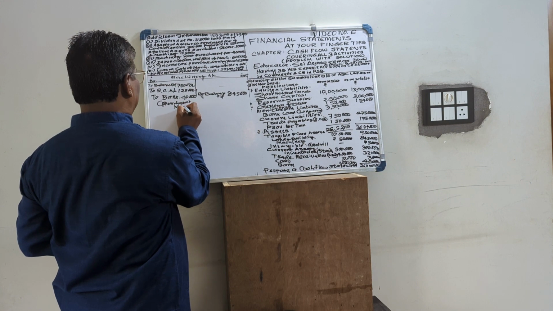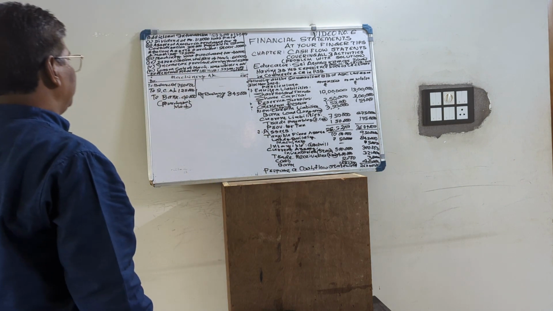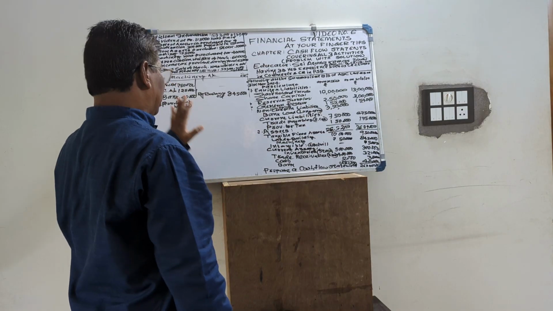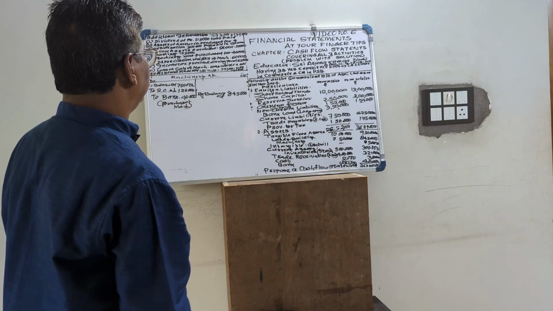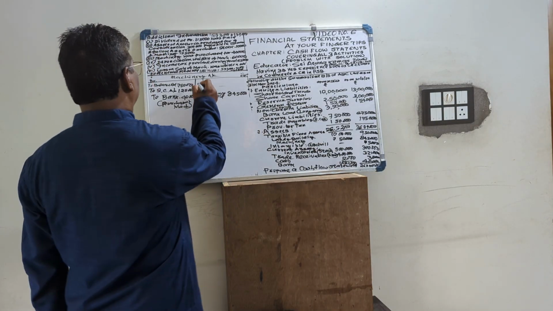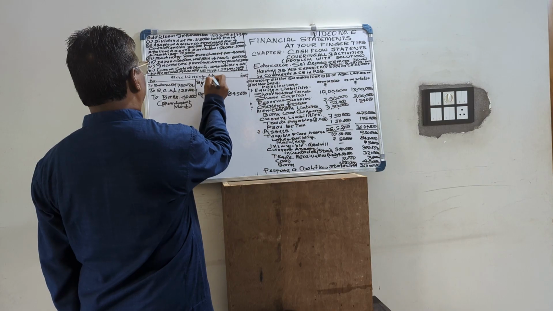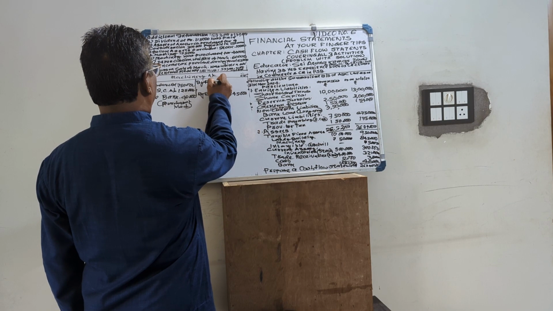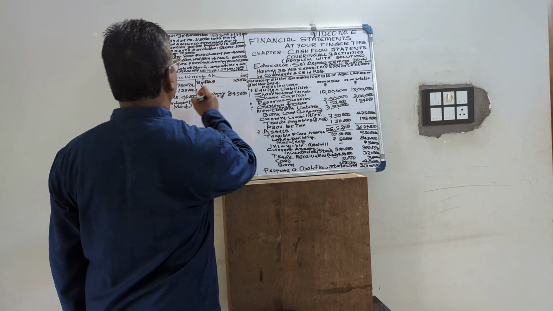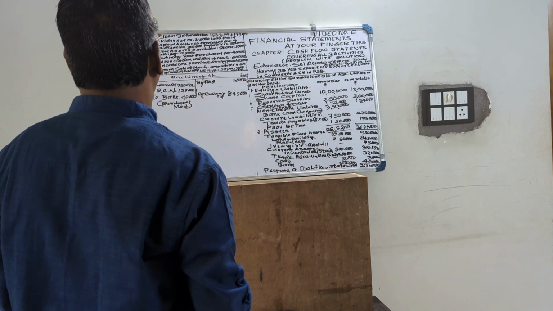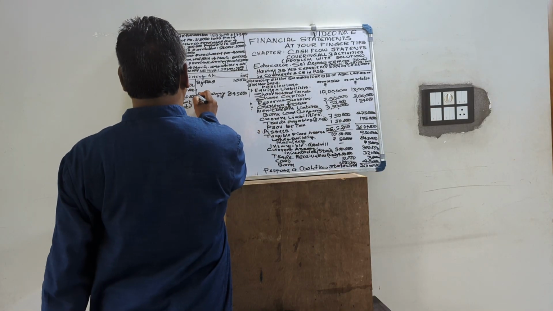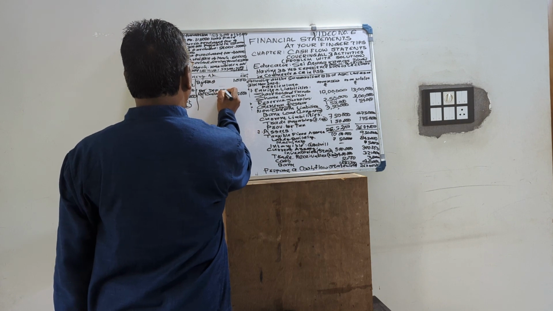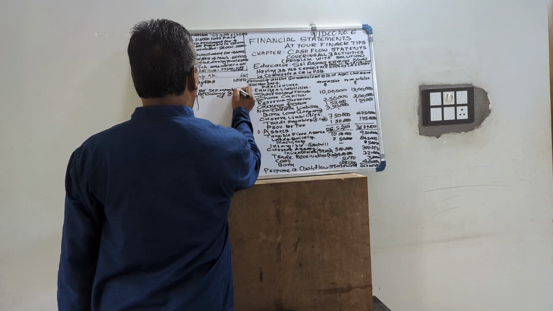Then 1,000 loss on sale of machinery, 1,000 has been debited to reserve and surplus account. So by reserve and surplus 1,000. Then depreciation on machinery 60,000, by depreciation on machinery, that is 60,000.